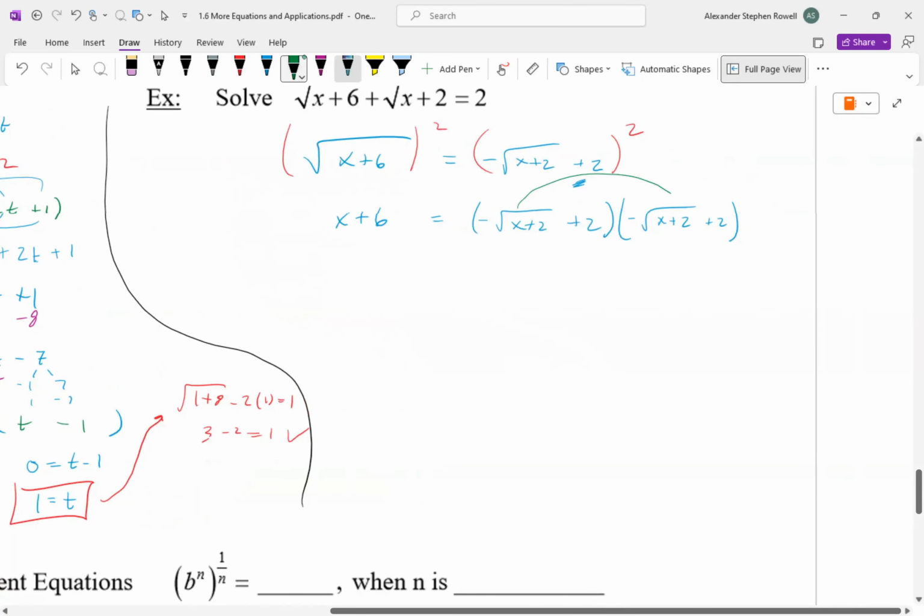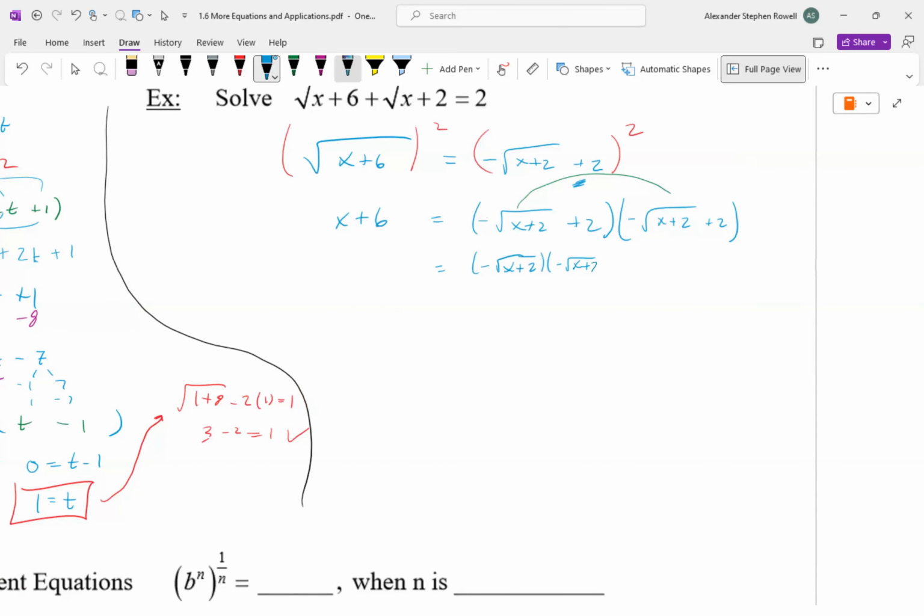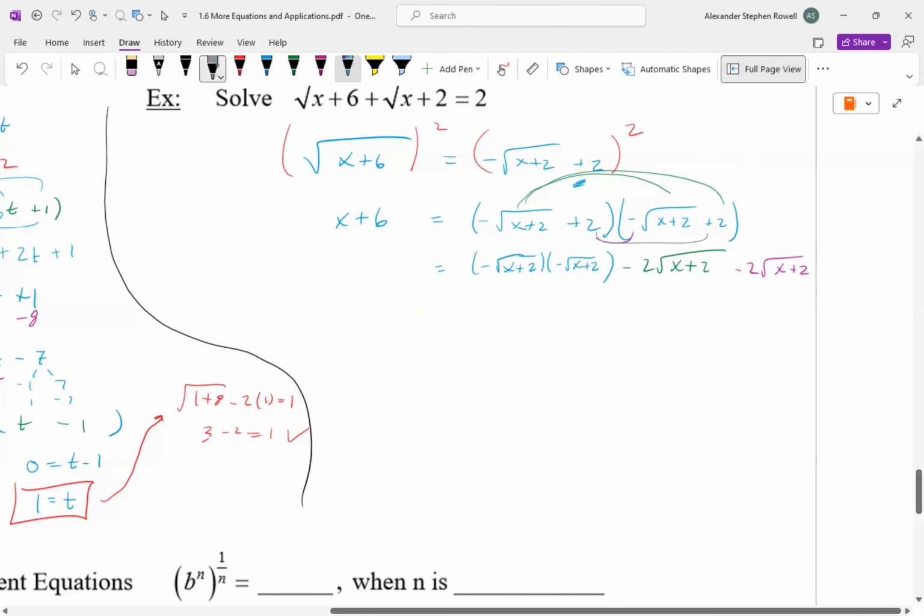First times first. What's negative square root of x plus 2 times negative square root of x plus 2? It's positive, yeah. Positive x plus 2. You know what? I'm going to write it. It's our first time doing one of these, so I'm going to write out every explicit step. The outer terms would be negative 2 square root of x plus 2. The inner terms would be negative 2 square root of x plus 2. And the last terms would be 2 times 2.